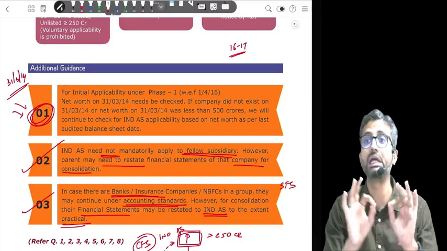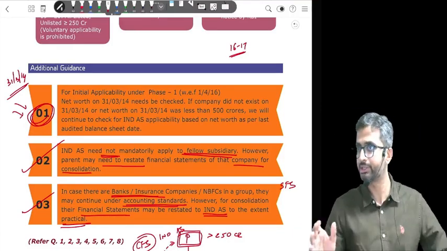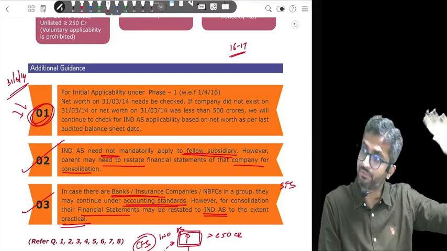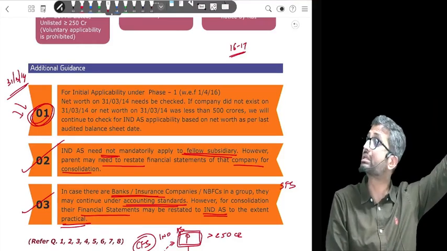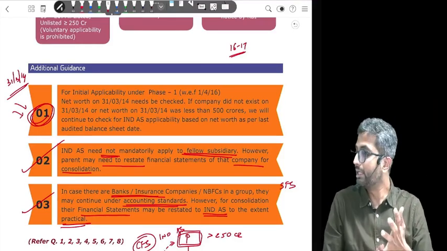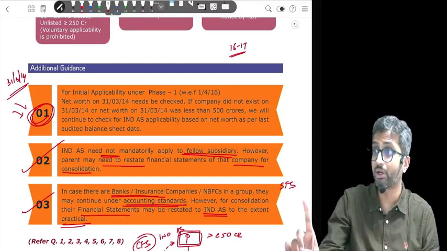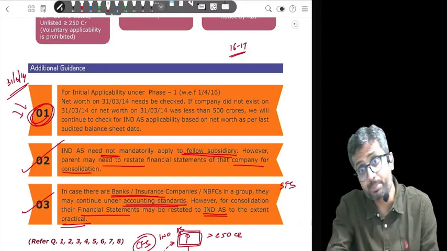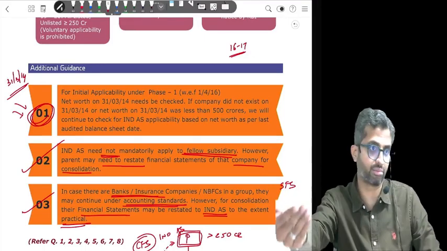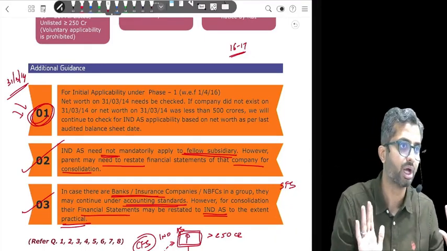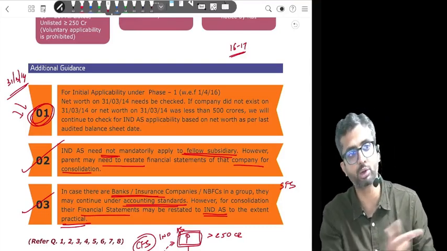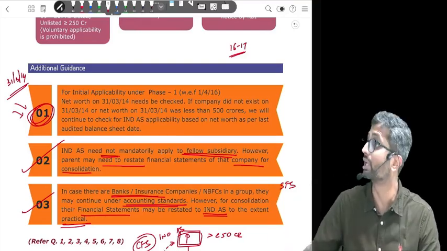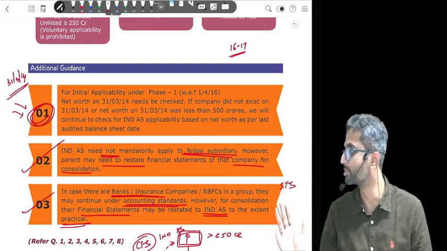Yes. So the general rule that you have to remember is, for the first time adoption, that is in the year 2016-17, Ind AS would be applicable if your net worth on 31st March 14 or any subsequent balance sheet is greater than 500 crores. So if on 31st March 14 it is greater than 500 crores, Ind AS applicable. Not greater than 500 crores, keep on checking. The moment it crosses, Ind AS becomes applicable.